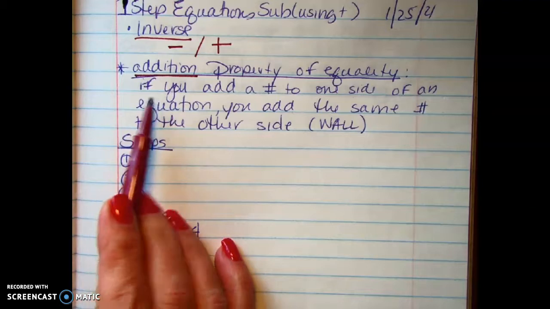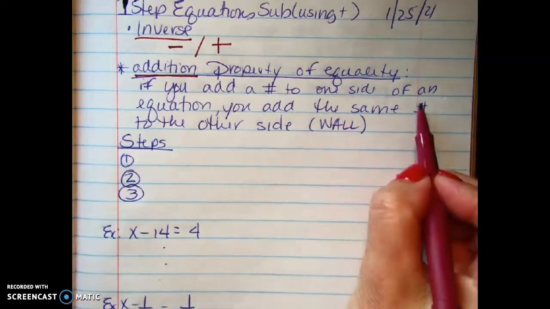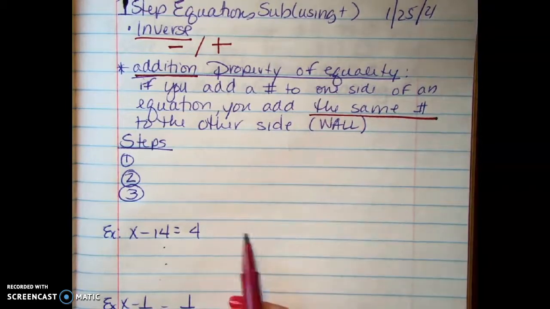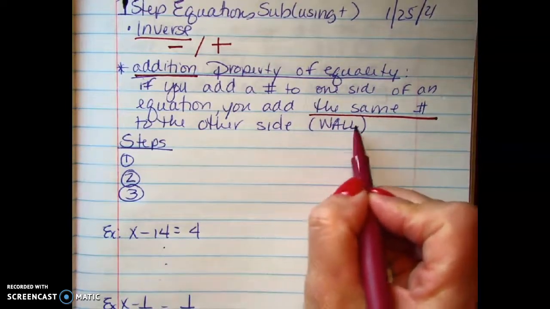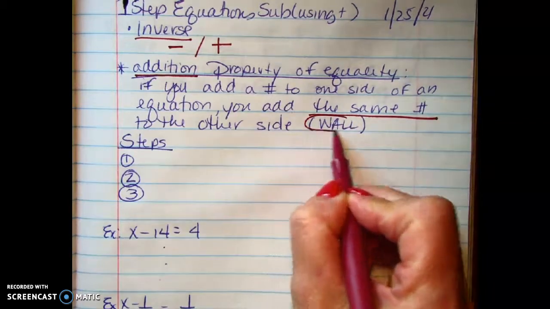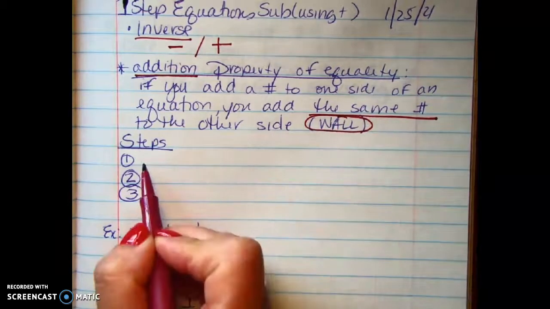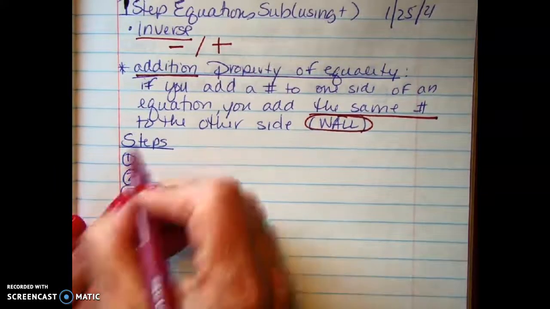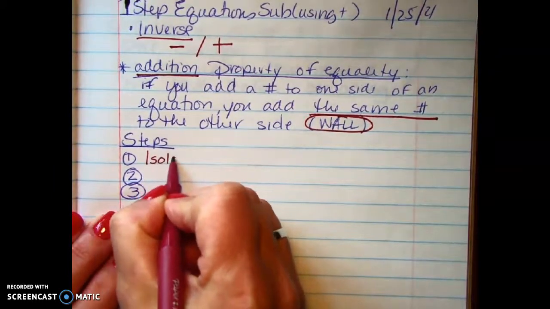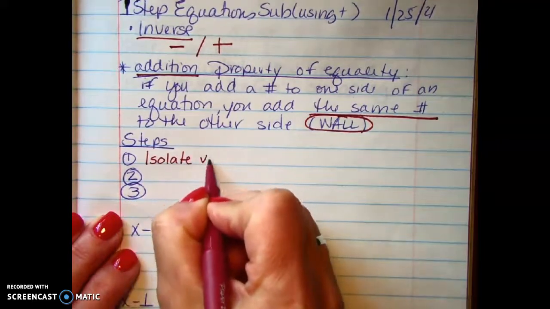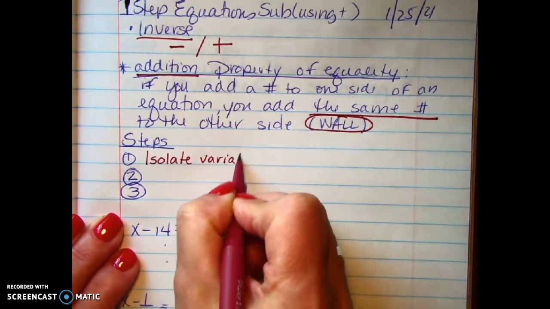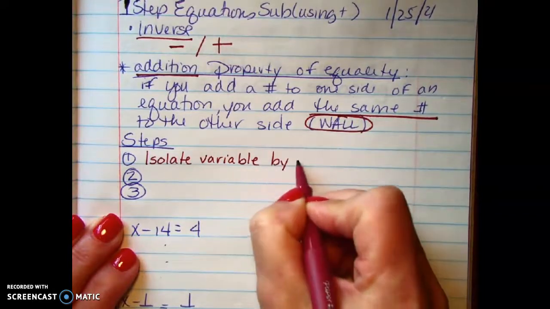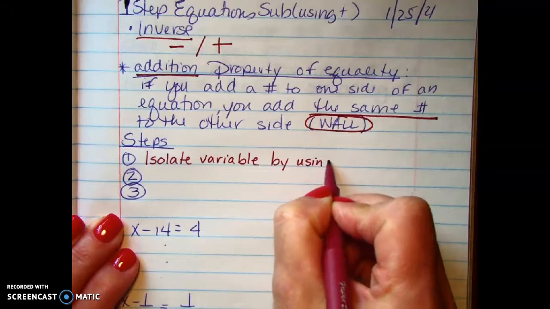So it states if you add a number to one side of an equation, you add the same number to the other side. This is why we do our wall when we're doing our equations. So the first step is to isolate our variable. Remember what isolate means is to get it alone. And how do we do that? By using the inverse.